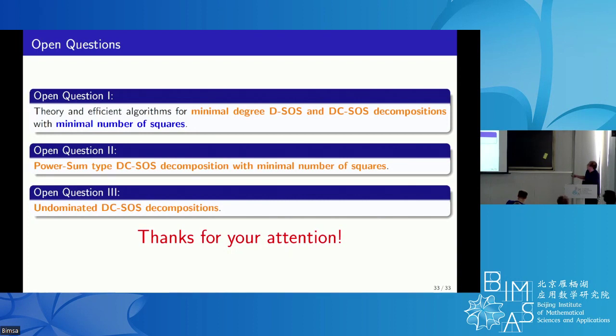The second is that for the power sum type decomposition, how to make it also have a minimal number of terms. The third is undomination, because for DSS we have undomination. I haven't talked about this in the slides, but this is very important, because undomination means that you get a better approximation for the polynomial optimization problem. If you get a better approximation, you need fewer iterations to get convergence.